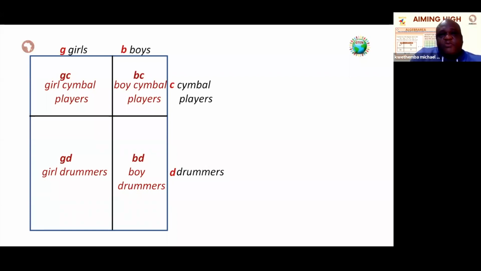GC in this case will be the number of girls lined up multiplied by the cymbal players. Remember, we said here we're assuming that each small square unit where a person stands, the area is actually a square unit. So on average, we are estimating our area to be the number of girls multiplied by the number of cymbal players, boys by cymbal players, and so forth, as you can see on the diagram.